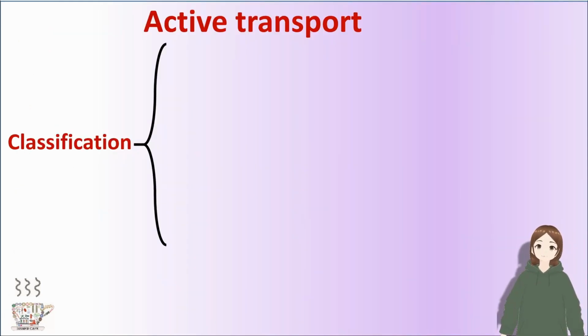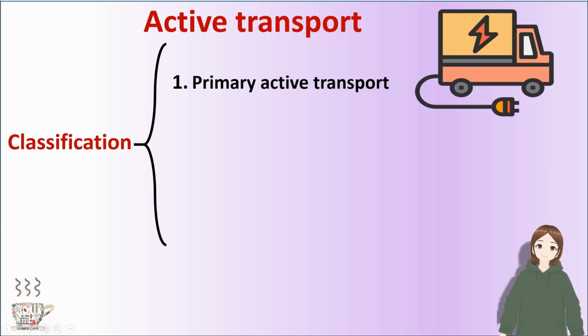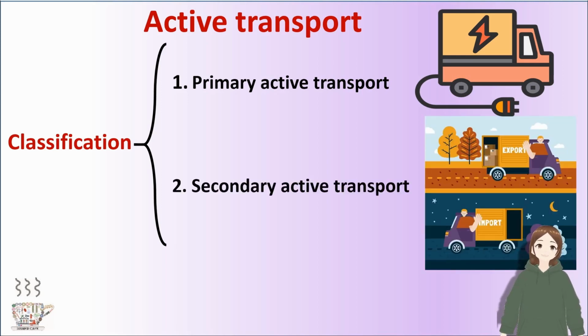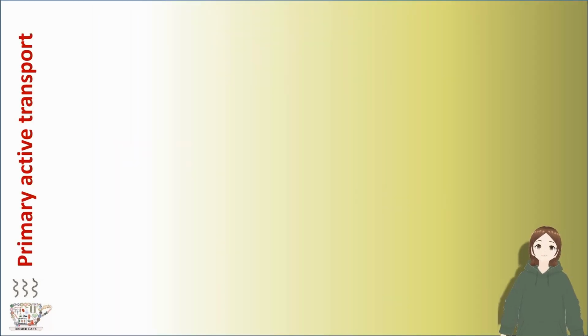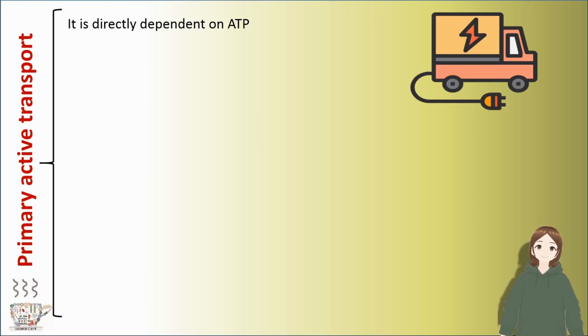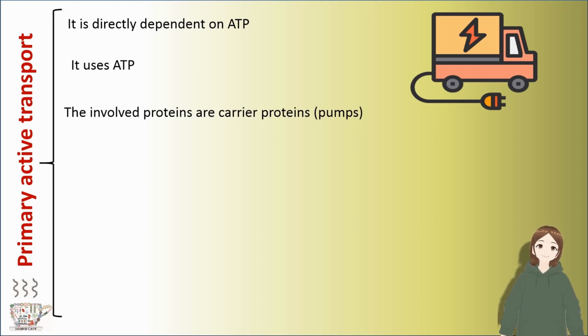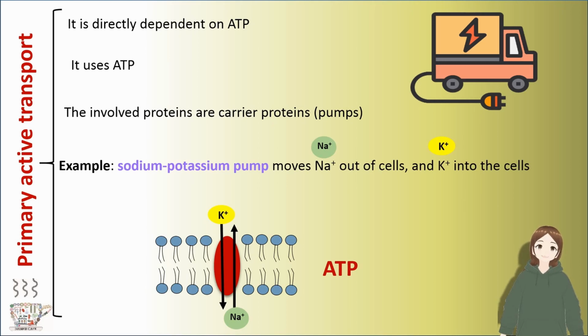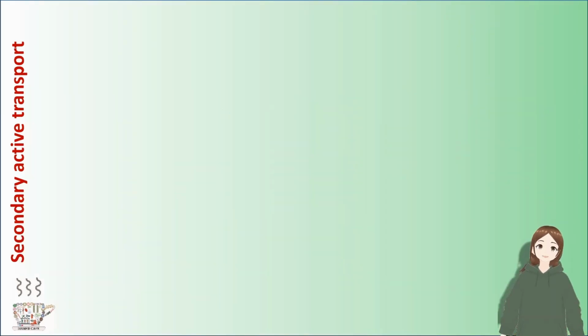Active transport is divided into two subgroups: primary active transport and secondary active transport. Primary active transport. It's directly dependent on ATP and uses ATP. The involved proteins are carrier proteins or pumps. One example of primary active transport is sodium-potassium pump that moves sodium out of the cells and potassium into the cells.